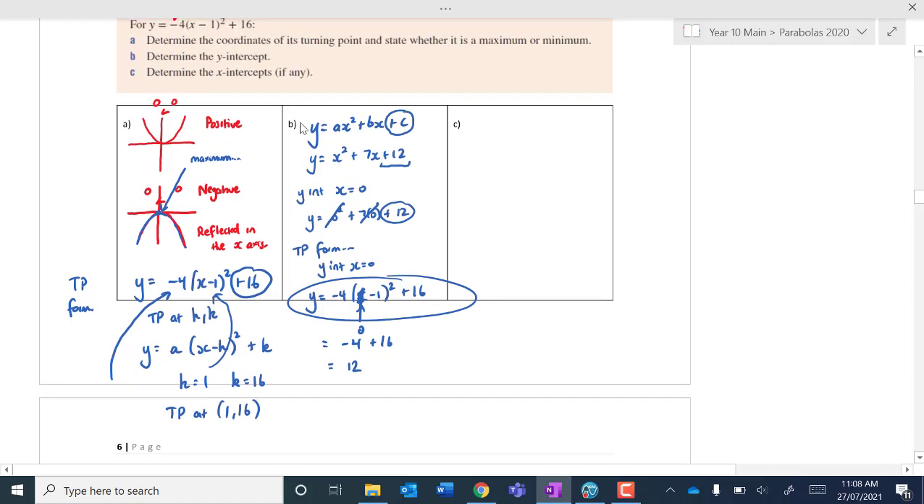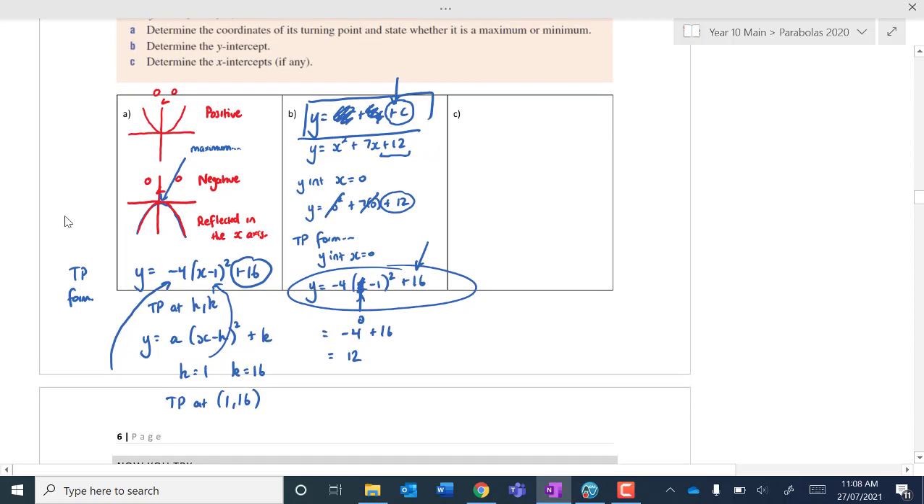When it's in this form here, the y-intercept's easy. It's simply just going to be that, c, our constant. Well, it's not our constant. It's clearly our constant over here, 16. It's not 16. We need to sub in x equals 0. So we've determined that the y-intercept is 12 for this.